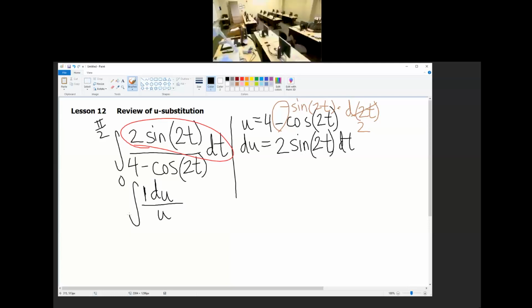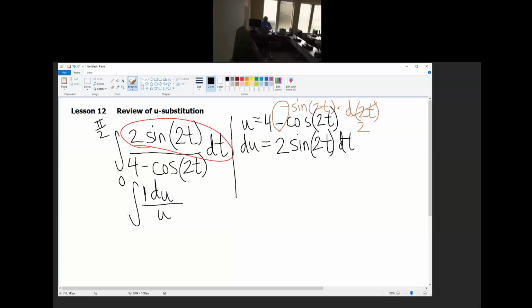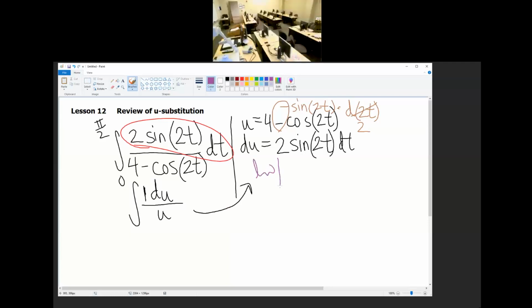Now we know the integral of 1 over u, that's natural log. So we have natural log, absolute value of u. Now we need to back substitute what u originally was.